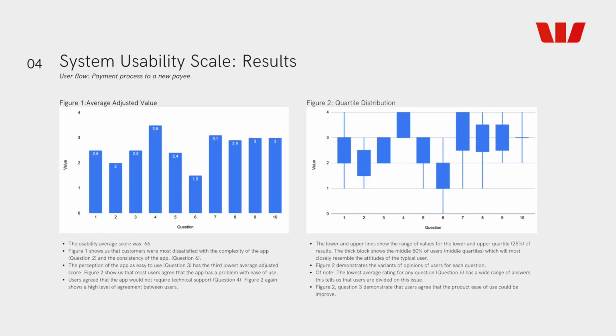In figure 2, we can see that most of the users agree that the app has a problem with the ease of use. In figure 2, the quartile distribution, the lower and upper lines show us the range of value for the lower and upper quartile, 25% of results. And the box shows us the middle 50% of users, which will most closely resemble the attitude of the typical user. Figure 2 also demonstrates that the users agree that the product ease of use could be improved.